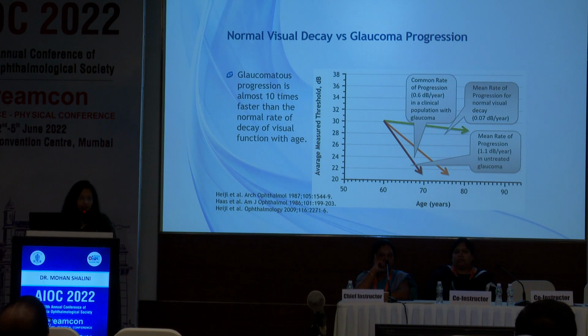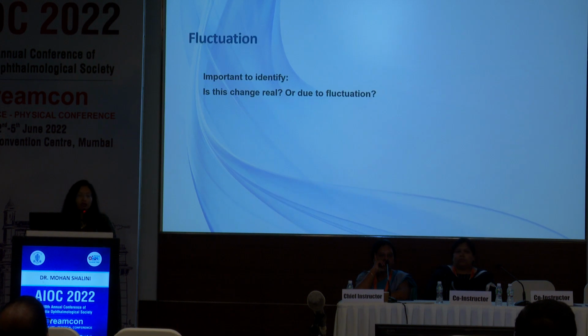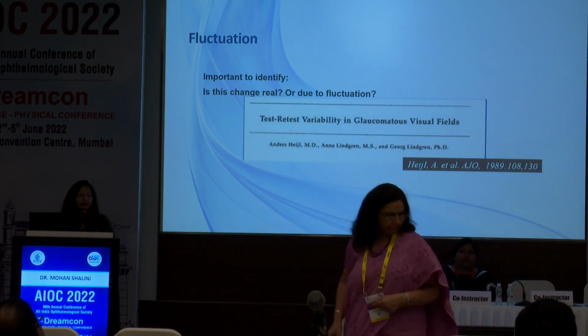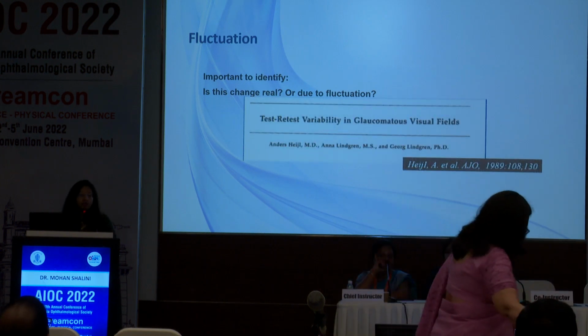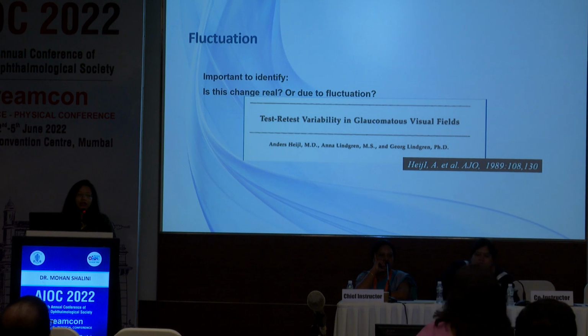Another important factor is fluctuation. That means that there is a short-term fluctuation, there can be a long-term fluctuation, and also there can be a test-retest variability which needs to be considered whenever we are actually doing the visual fields for our patients.